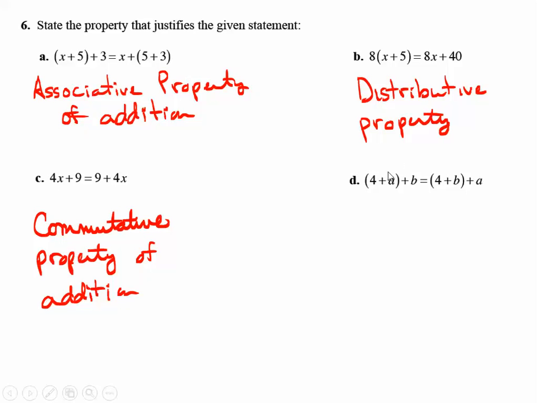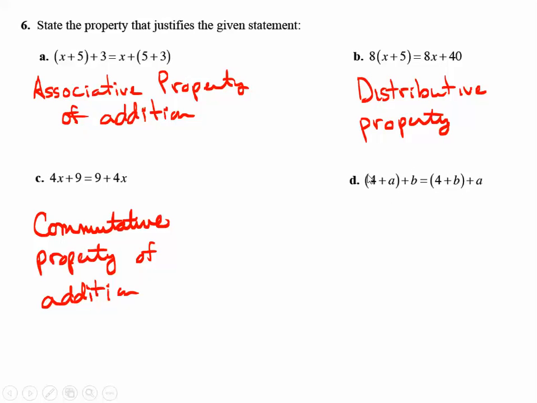And D. Let's see what's happening here. This one's a little tricky one here. Let's see, notice you got the 4 plus a plus b. Over here you got 4 plus b plus a. So the parentheses did not go to a over a and b over here.